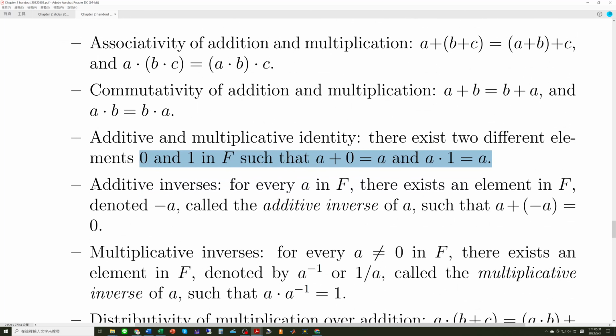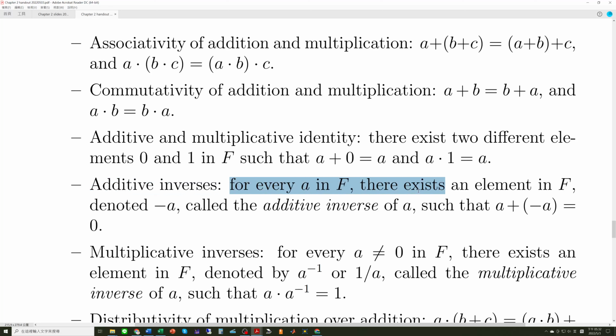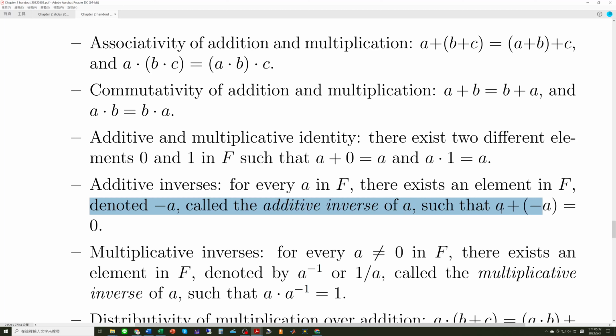Okay, the fourth field axiom is additive inverses. Okay, it says that for every A in F, there exists an element in F denoted negative A called the additive inverse of A, such that A plus negative A is equal to 0.